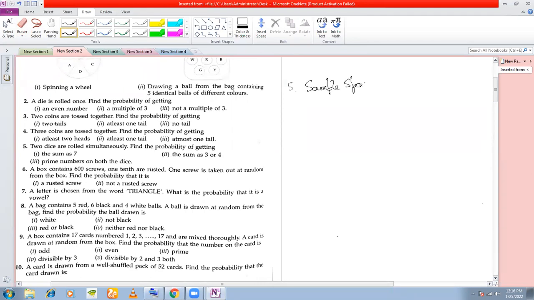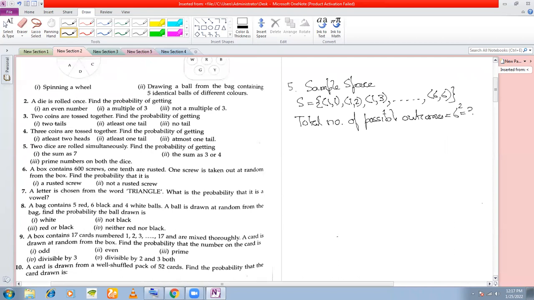If you remember, in my examples, I had written the sample space. You can either get 1, 1 on both the dice, 1, 2, that is 1 in the first, 2 in the second, 1 in the first, 3 in the second, and so on. This will continue till 6, 6, right? So the total number of possible outcomes is how many? 36, 6 square. Total number of possible outcomes is equal to 6 square, which is equal to 36. So I've got the total number of possible outcomes.